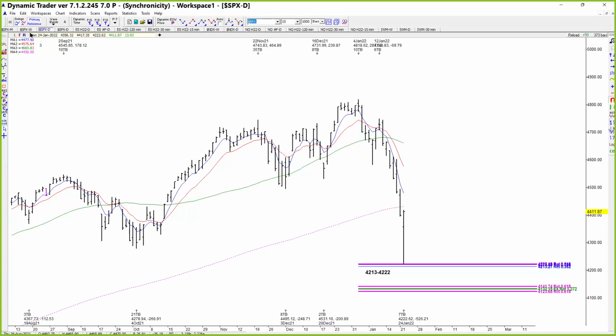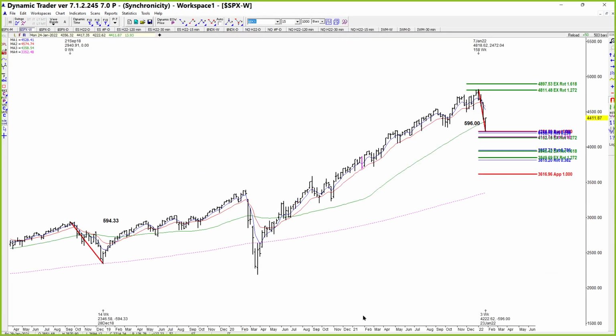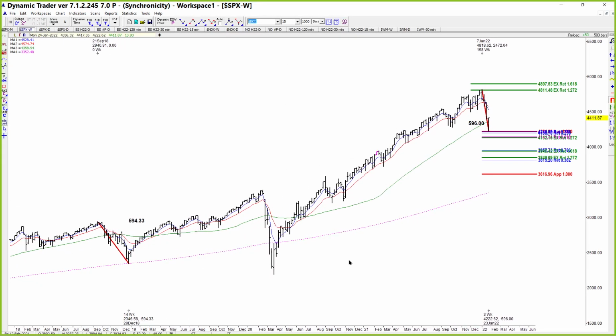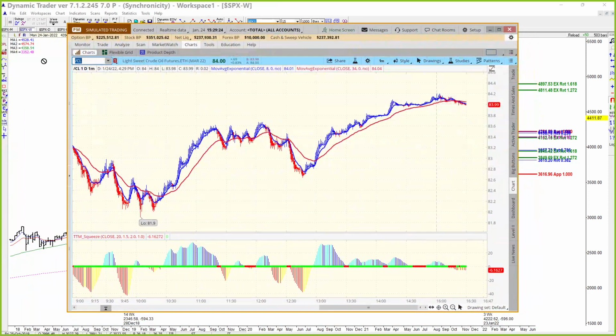Okay, so I did post this chart today, and I also went over this in the update. But you know, bottom line, you always look for symmetry because a lot of times these swings repeat themselves. So 594.33 versus 596. Okay, not perfect, but close enough to know to watch for support. Where did our triggers come in? Well, let's take a look.